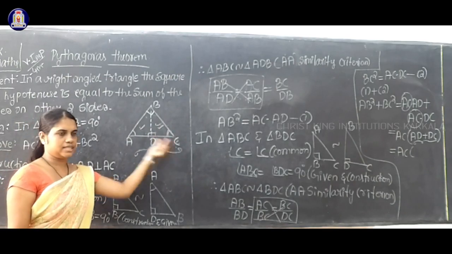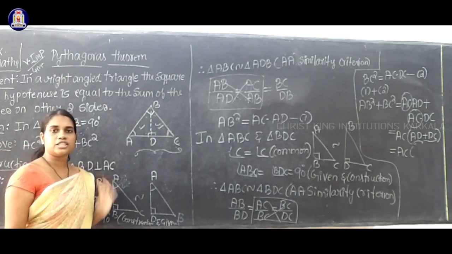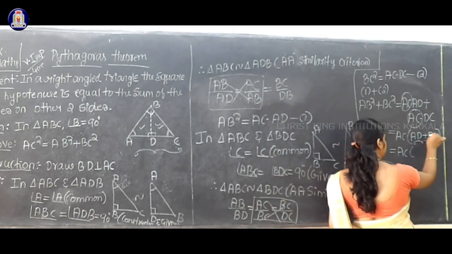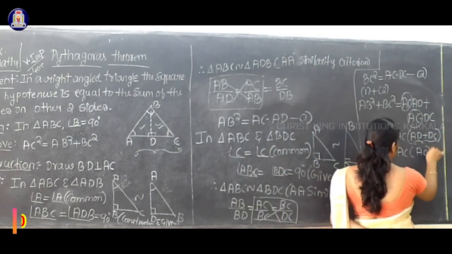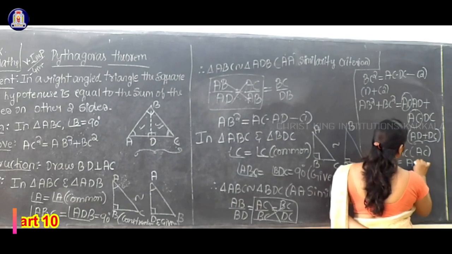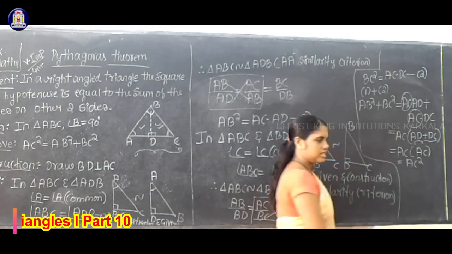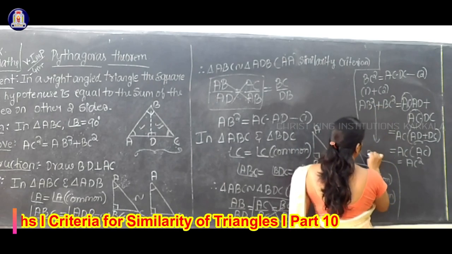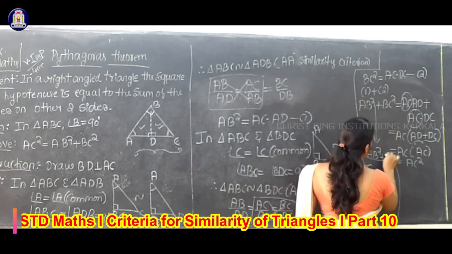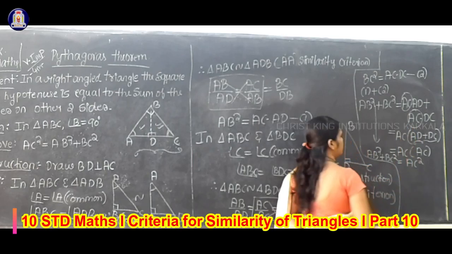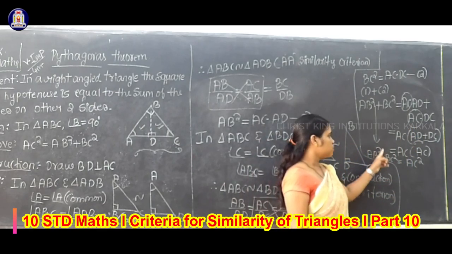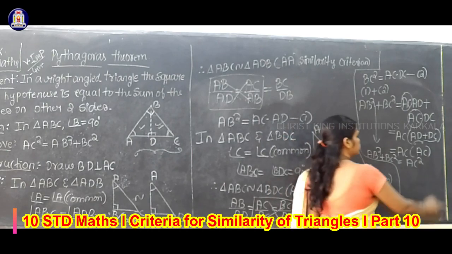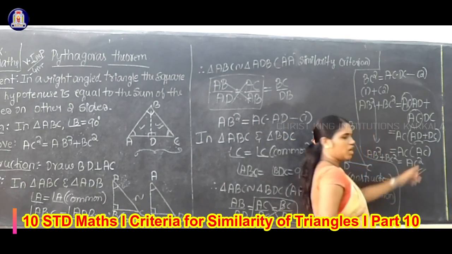AD plus DC is equal to full side. What is our full side? AC, right? So therefore, in the place of AD plus DC, I will take AC. So therefore, AC into AC equal to AC square, right? So what is there in left hand side? Left hand side is AB square plus BC square. So therefore, we proved AB square plus BC square equal to AC square, isn't it? So hence the proof.